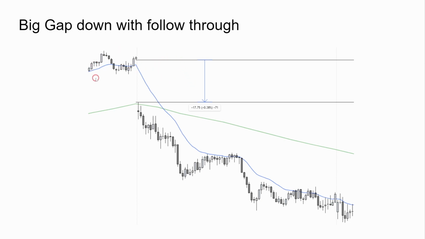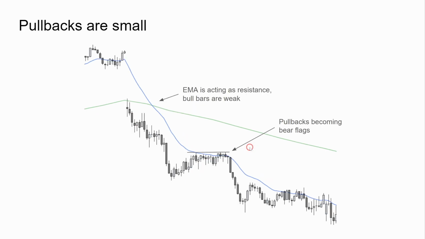So we would look at the prior days. If we're having 10, 15-point ranges, 17 is big. If we're having 20, 25-point ranges, 38 would be big. So for the bears, this could be a big gap down, 17 points with continuation. The pullbacks are small. The EMA is acting as resistance, and bull flags are becoming bear flags. This is a double top bear flag right on the EMA.